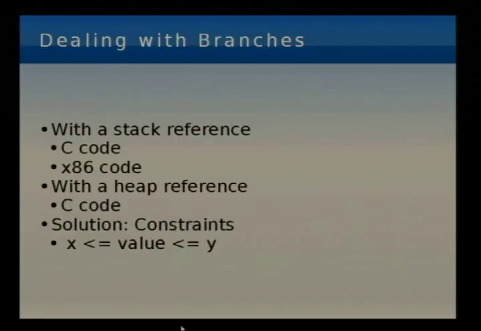So this is kind of interesting. We don't know anything about star argv, for instance. We don't know anything about the buffer coming in from the network. So how do we express that in this vernacular of constraints?